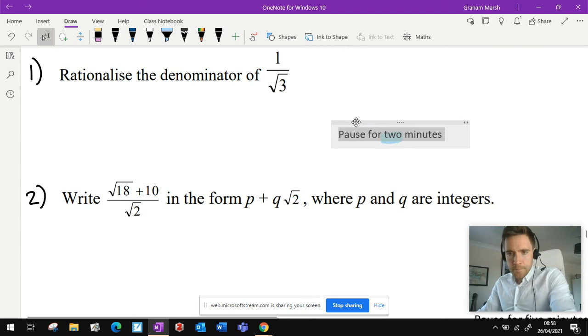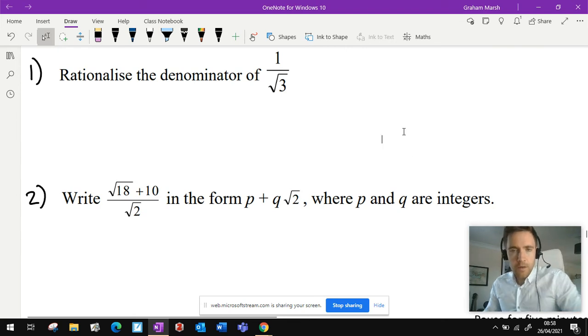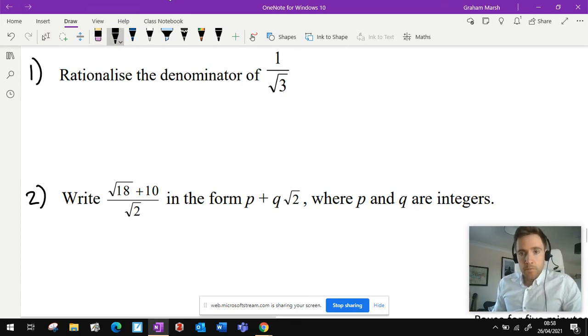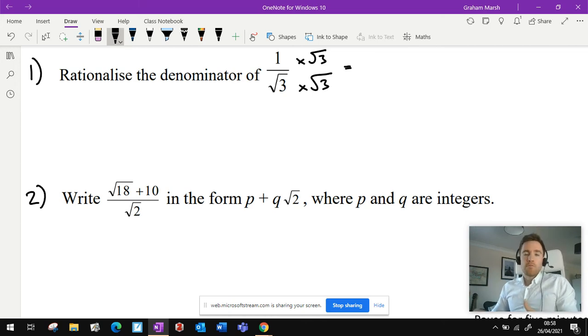So the first one, to rationalize a denominator, you get rid of the surd that is in the denominator, which in this case is going to be done by multiplying both the top and the bottom of the fraction by root 3. You can do that because if you multiply the top and the bottom by the same thing, it doesn't change the value, it just changes the way it looks, but the value will be the same.